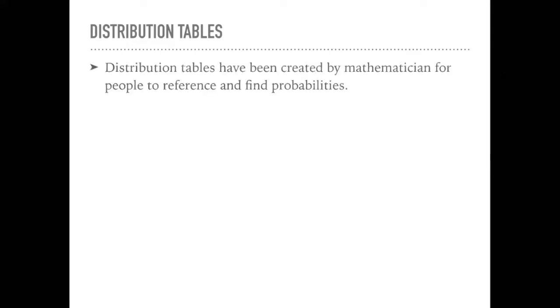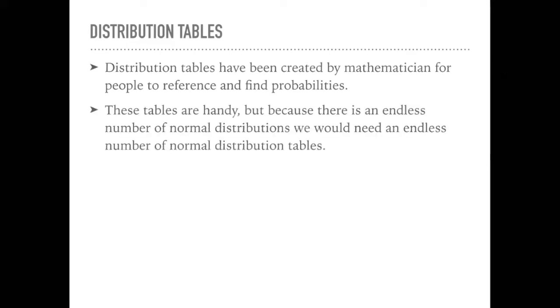So the next tool that we will look at is distribution tables. And distribution tables really can do everything that the calculators can do. Maybe they're not quite as fun to use because calculators are a little bit more fun, but the distribution tables really can do everything that you will need. So distribution tables were created by mathematicians for people to reference and to help them find probabilities within the normal distribution. And really there's other distributions that we'll see some distribution tables for as well. These tables are handy, but remember there's an endless number of normal distributions. So that means we would have to have an endless number of tables.